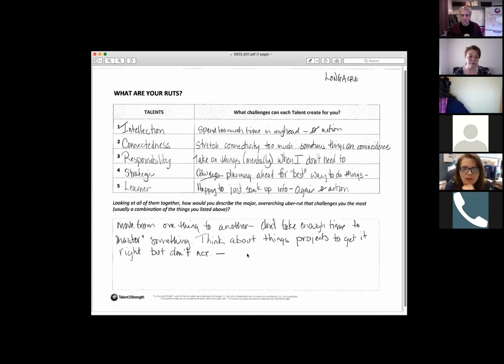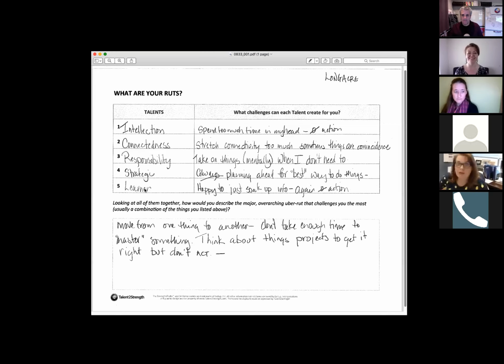As someone who has intellection, actually, a lot of this is what I have in at least my top 10, because I did get my full 34. What I've learned to do, specifically with intellection and learner, which is really what I enjoy doing, is this: you realize after you've done all that, you haven't accomplished a thing.